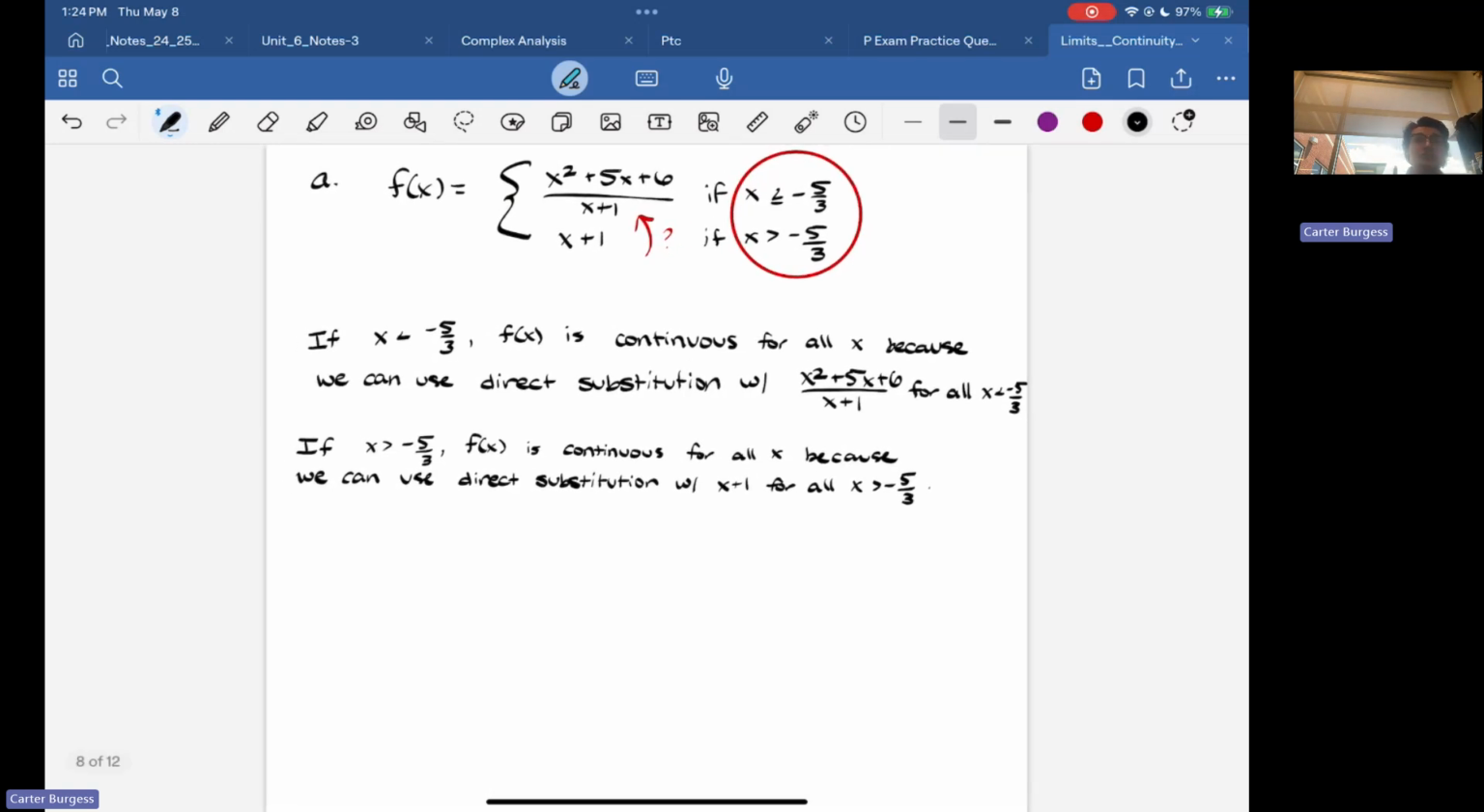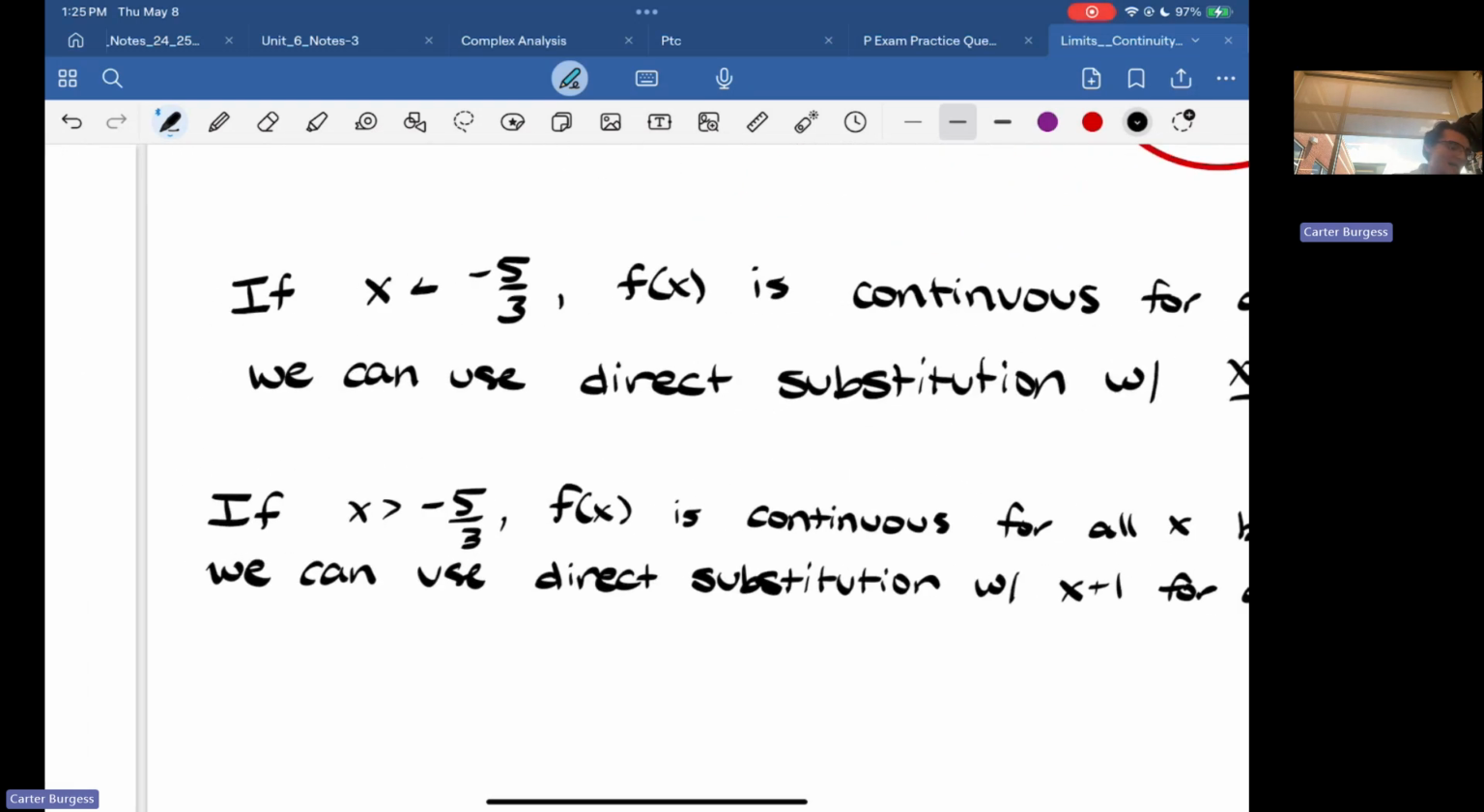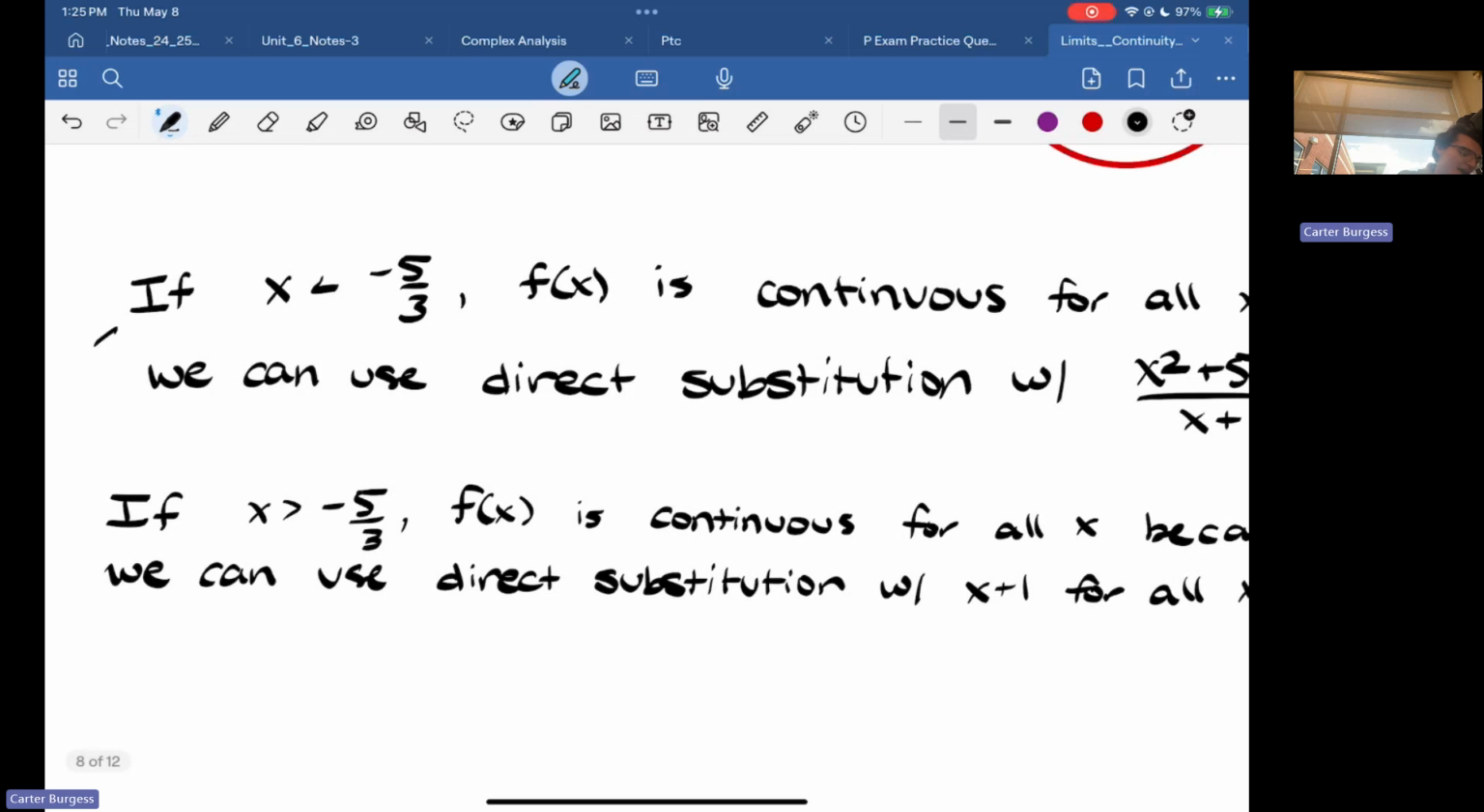All right. But I will say, if I asked you this on, say, a quiz tomorrow, and you didn't include some kind of statement like this, like, oh, I can use direct substitution for all of these values, therefore we're good and continuous for all of these values, then you would not be demonstrating that this is true for all values of x. So it's really, really important. This is not just me being overly verbose. This is what you would need. You would need to say something along these lines to get full credit for this kind of question.